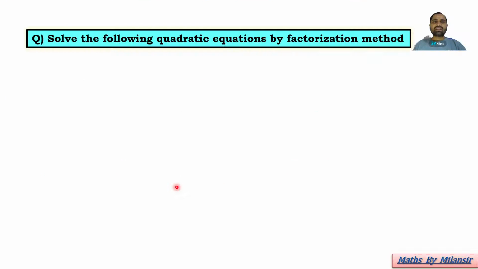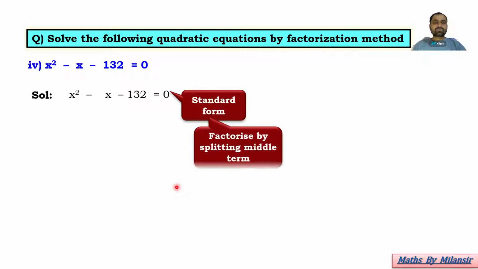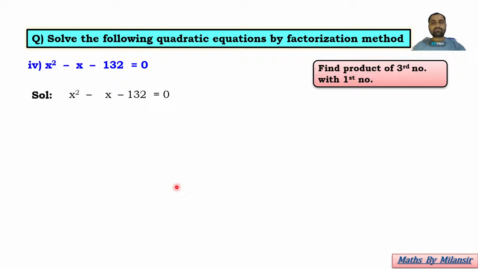Okay, let us take one more example of the factorization method. So here it is in the standard form of a quadratic equation. Factorize by splitting the middle term. So here what is the first term and what is the third term? First term is 1, third term is 132. So 1 multiplied by 132, that is equal to 132.